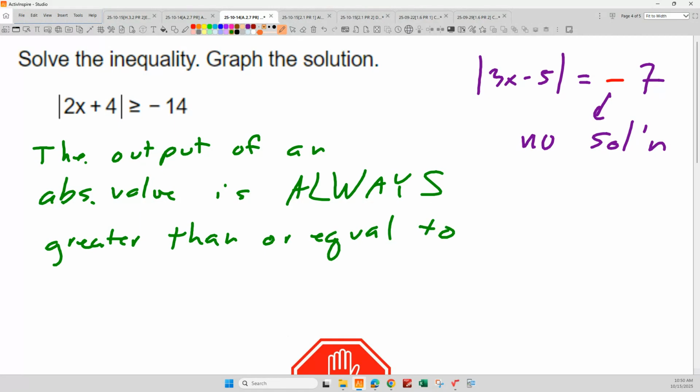Well, it's never going to be equal to, but it's always greater than, right? Because it's always, this one would be all reals.